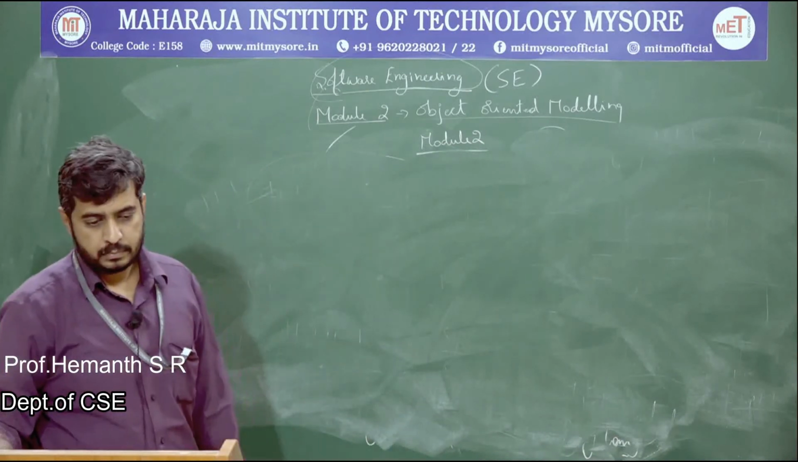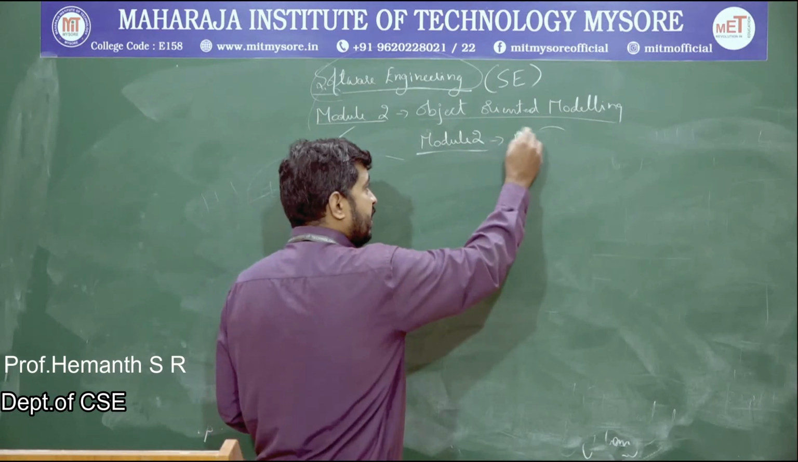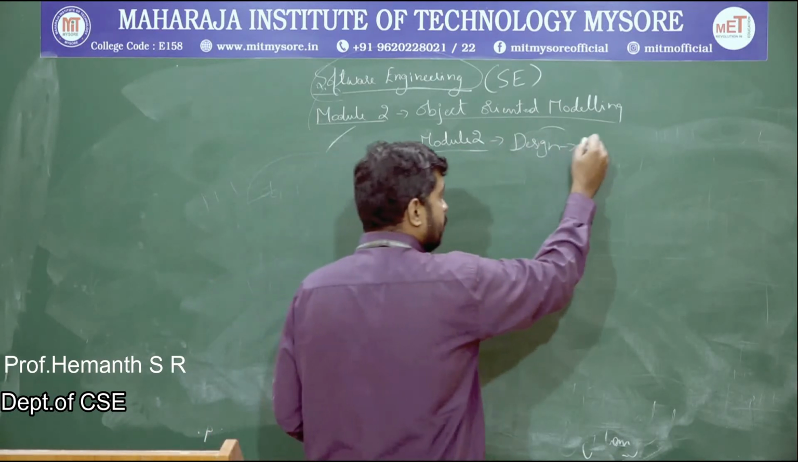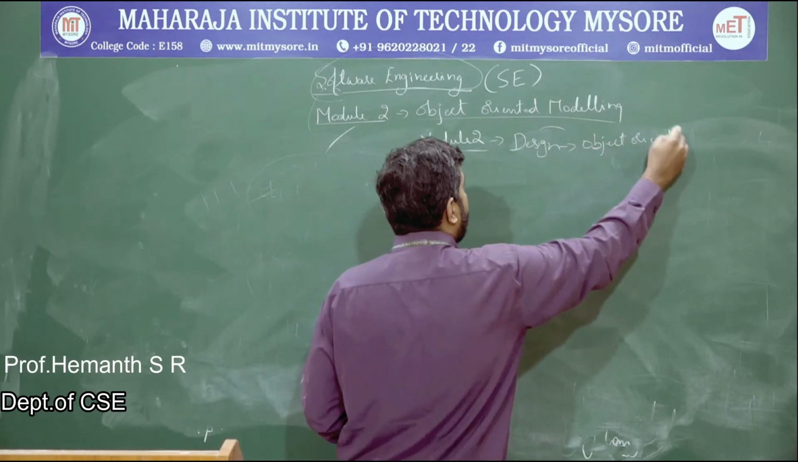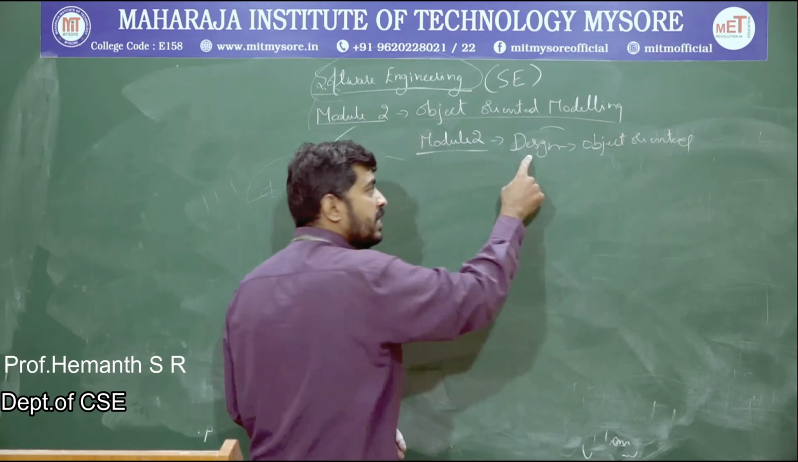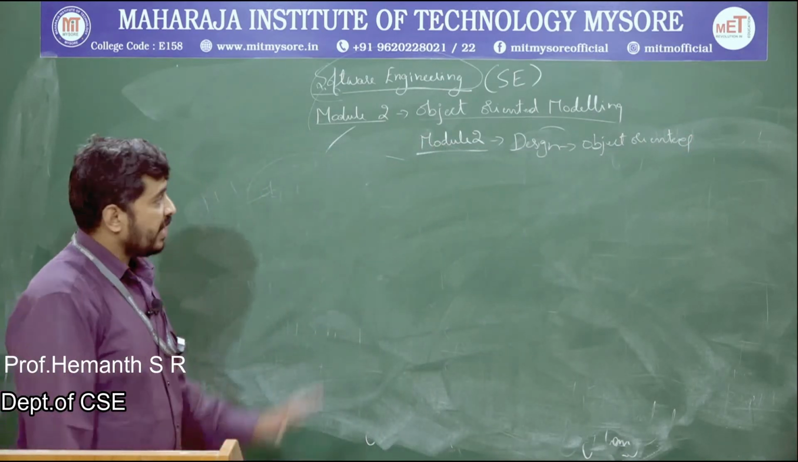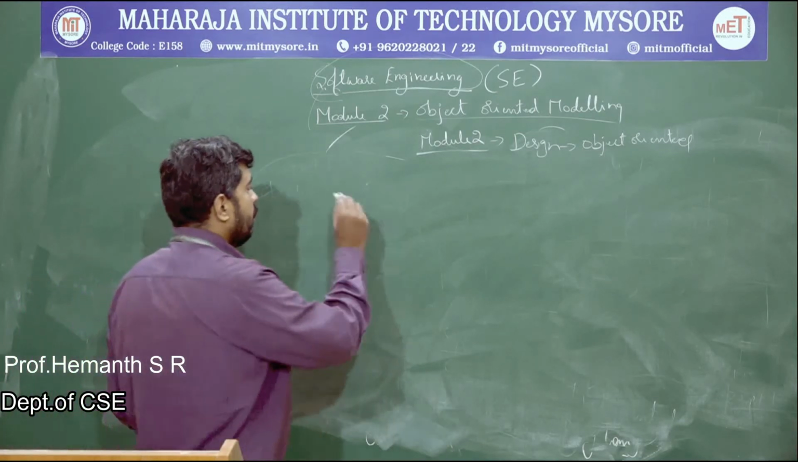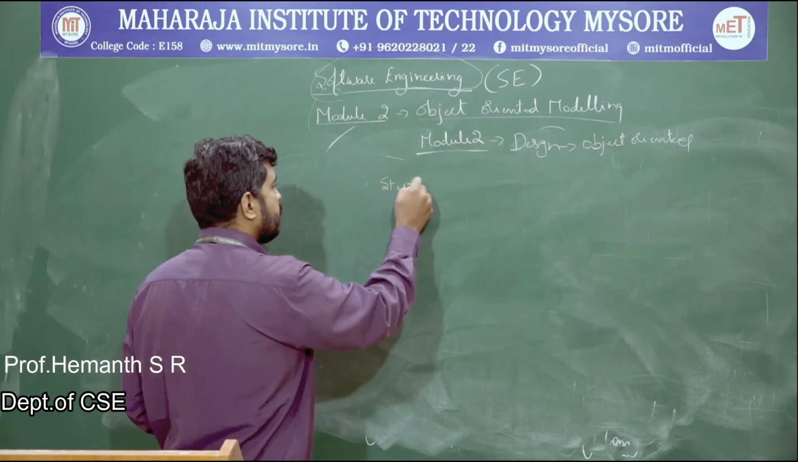So in a nutshell, module 2 is talking about design, and to be more specific, it is object oriented design. So module 2 is talking about design which is object oriented. Now how exactly it is done, how exactly it happens? So steps or stages you will see.